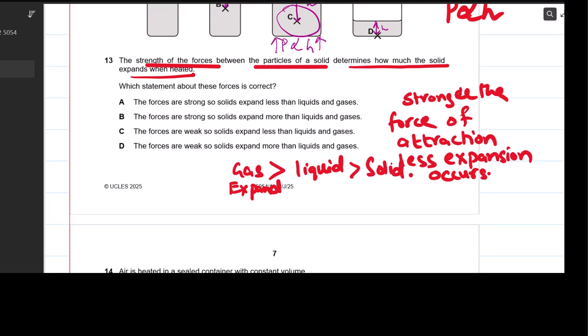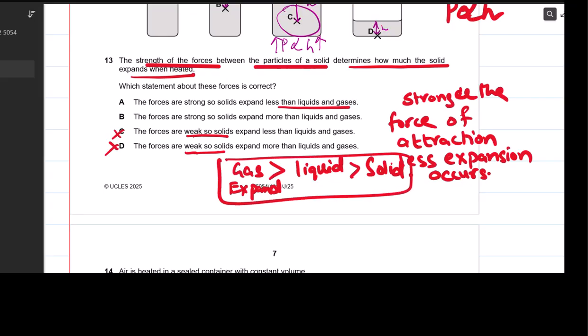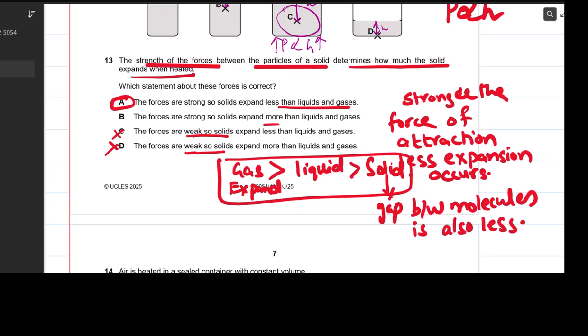So the forces are strong, weak. These options are not included because forces are weak, so solid, no, this is not possible. Forces are strong, so solid expand less than liquid and gas. You can compare this thing as well. These forces are strong, so solid expand more. No, not more. It is going to expand less, so A is right. Because in solid, gap between molecules is also less. So not possible to expand.